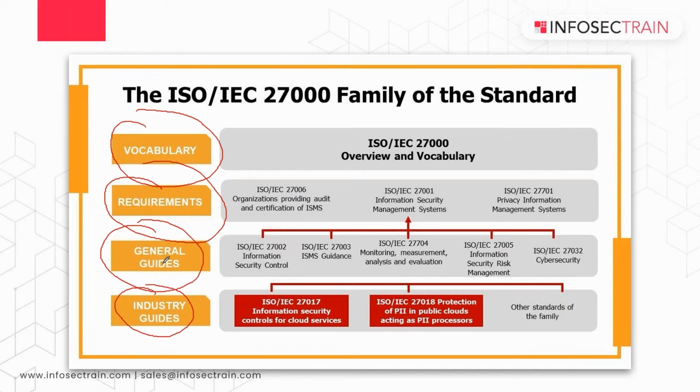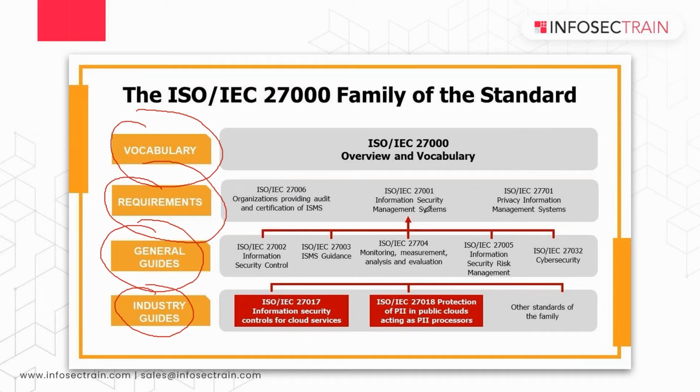The requirement standards are what? ISO 27001, information security management. Then ISO 27701, what is it talking about? It is talking about the privacy information management system. The organization which deals with PII, privacy data, and other such requirements can go with this ISO 27701, which is your PIMS.